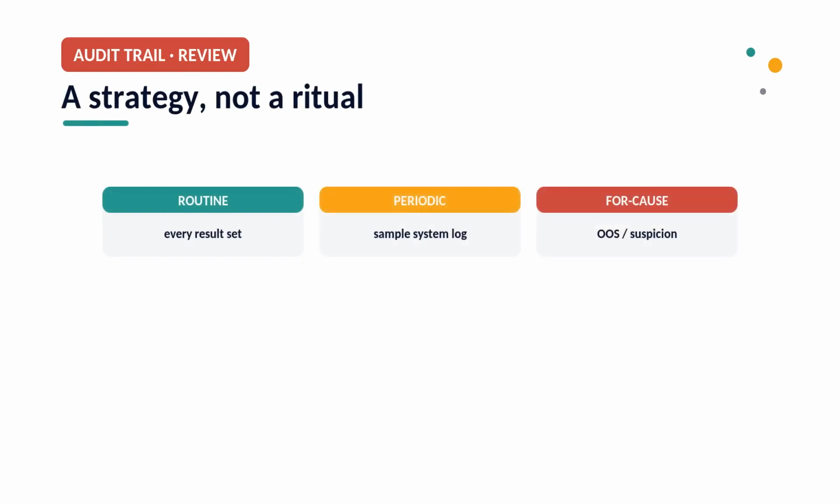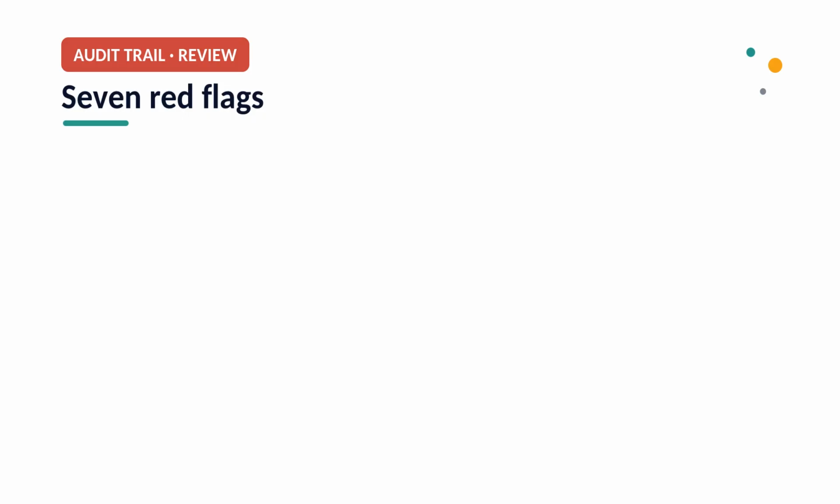Routine: with every result set, the entries that affect the reportable result, manual integrations, reprocessing, reason codes. Periodic: sampling the system-level trail, user administration, policy changes, disabled accounts. And for cause: triggered by an out-of-specification result or a suspicion, a full reconstruction across every trail. Write that strategy into an SOP. "We review audit trails," with no scope or frequency, convinces no one.